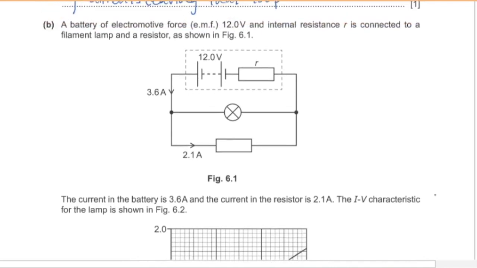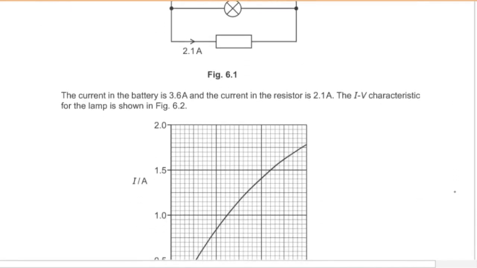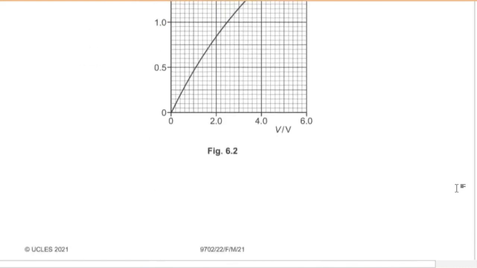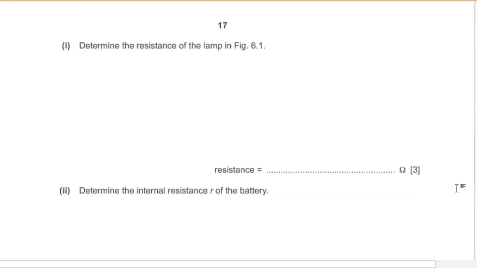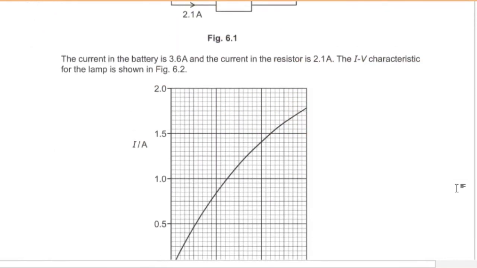Part B, a battery of EMF 12 volts and internal resistance r is connected to a filament lamp and a resistor as shown in figure 6.1. The current in the battery is 3.6 amperes and the current in the resistor is 2.1 amperes. The IV characteristic for the lamp is shown in figure 6.2. Part 1, determine the resistance of the lamp in figure 6.1. So resistance is equal to voltage divided by current.